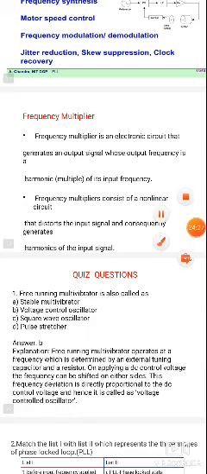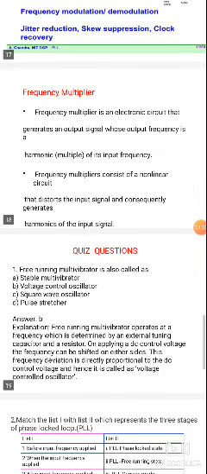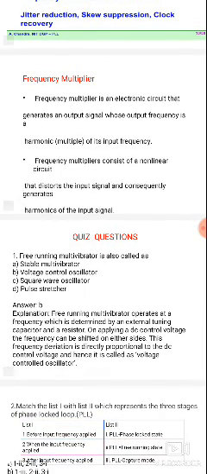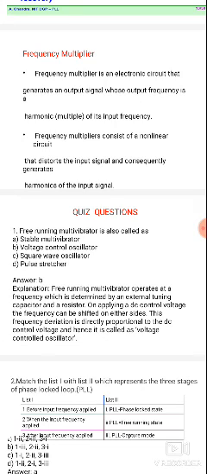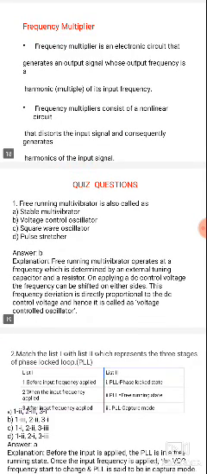So a frequency multiplier is an electronic circuit that generates an output signal. The output frequency, F naught, is in terms of a harmonic of the input frequency. Harmonic means a multiple of the input signal frequency. We call the input signal frequency Fi, and the output frequency is denoted by the symbol F naught. So F naught is the nth multiple of Fi. Here n is the harmonic multiple, and n is 1, 2, or more, not only 1.